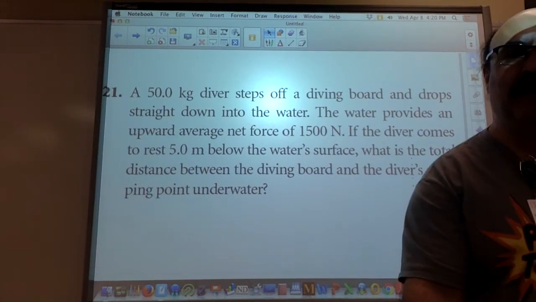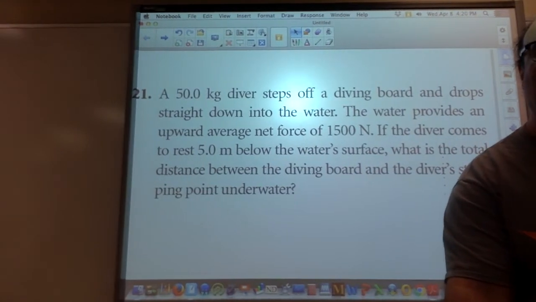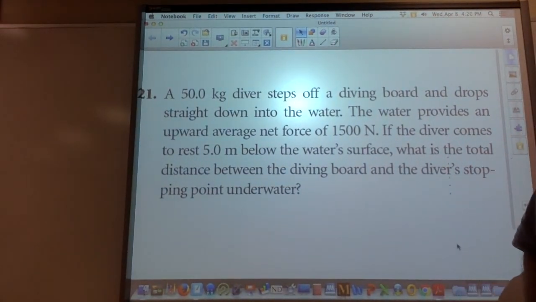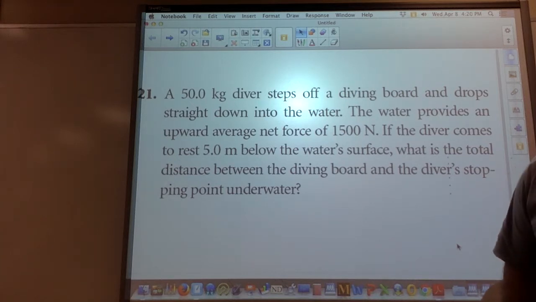Here's an example of using this work energy theorem, solving a problem using kinetic energy, and taking a look at maybe going back and using some formulas we have already had. So here's the problem. You've got a 50 kilogram diver, steps off a diving board and drops straight down into the water. The water produces an upward average net force of 1,500 newtons. Call that drag or friction if you wish. If the diver continues and comes to rest 5 meters below the water surface, what is the total distance between the diving board and the diver's stopping point underwater?